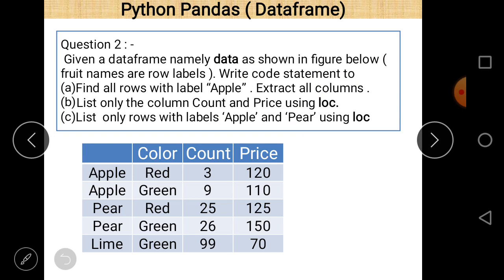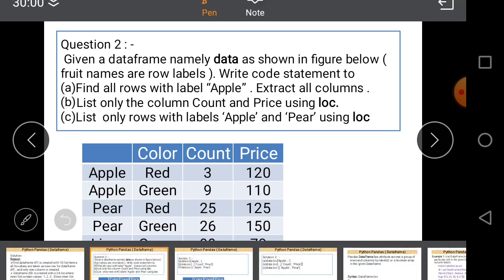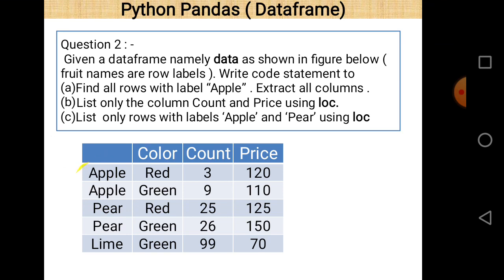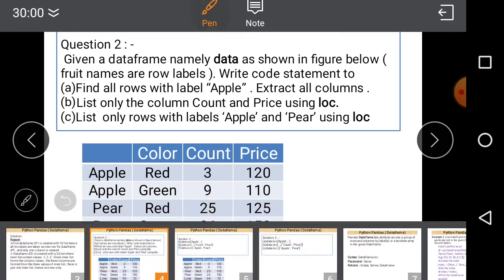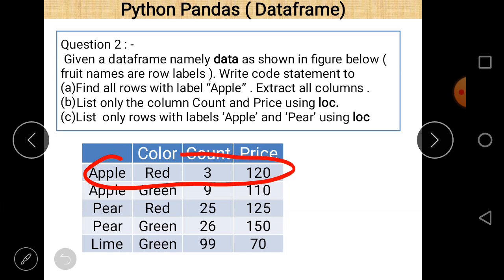And the question is: write a code statement to, first part, find all rows with label apple. Find all rows with label apple and extract all columns. So apple is a single row, and for apple we have to find all values regarding all columns, and there are only 3 columns here: color, count and price. So actually we want to find this result here. For apple, color is red, count is 3 and price is 120.